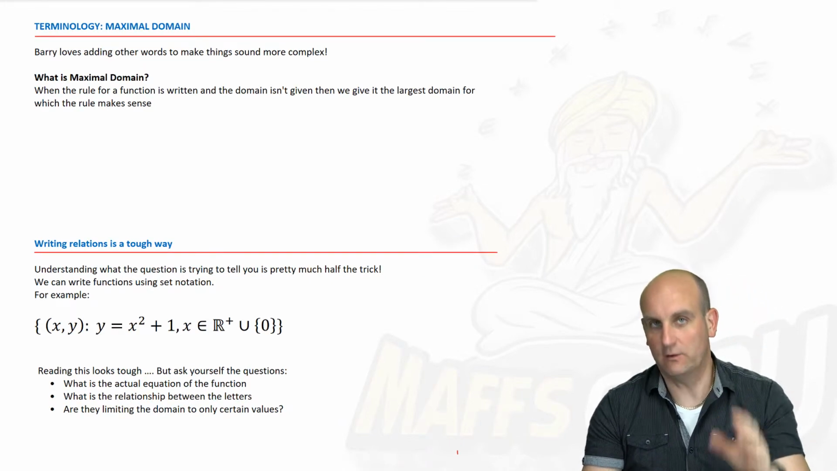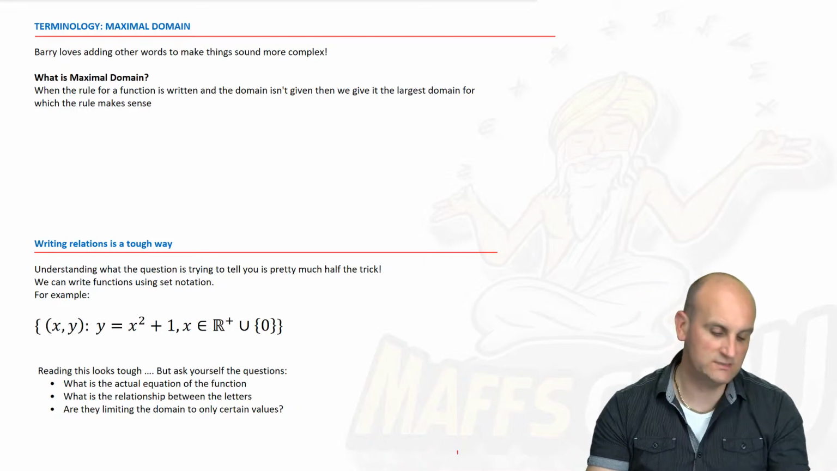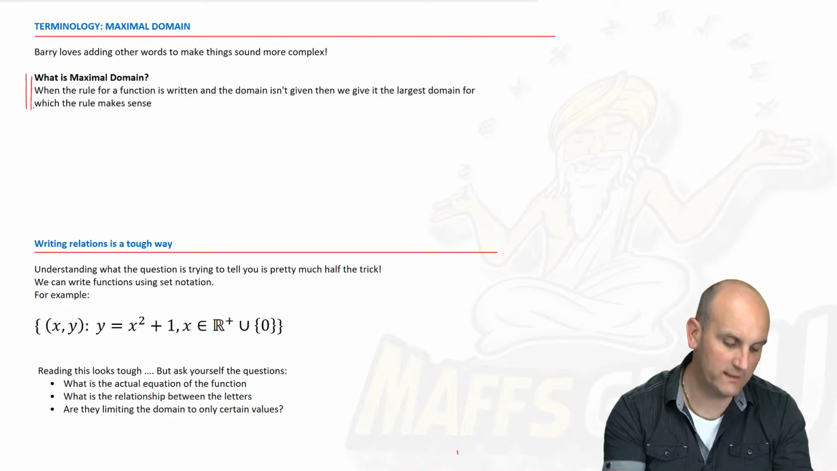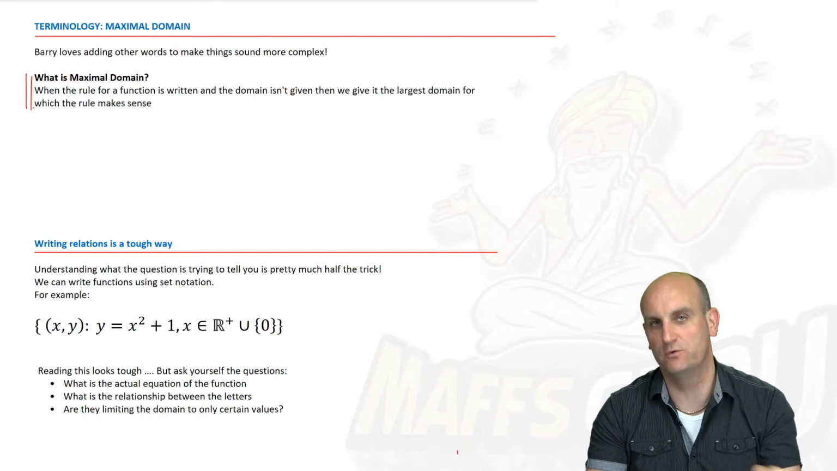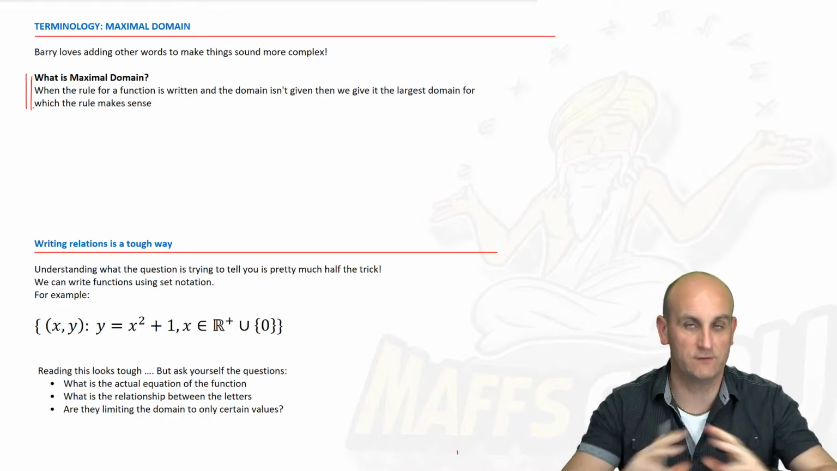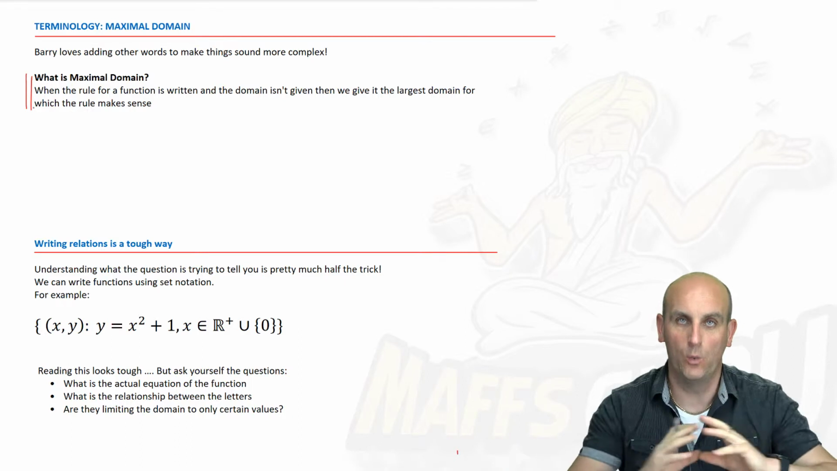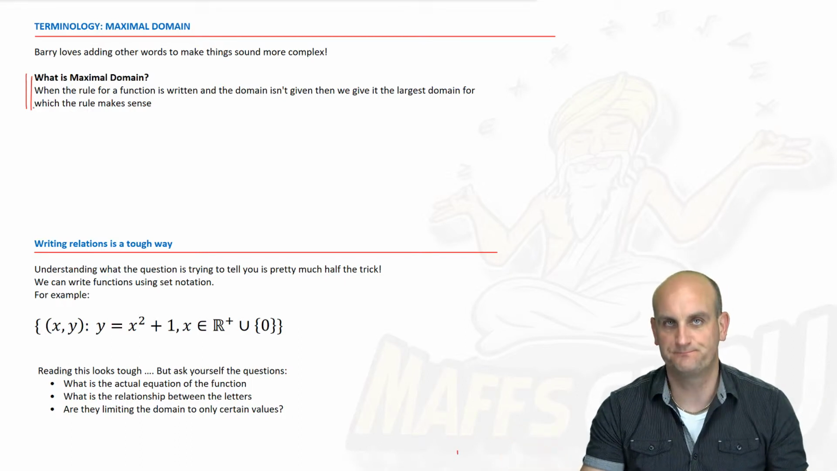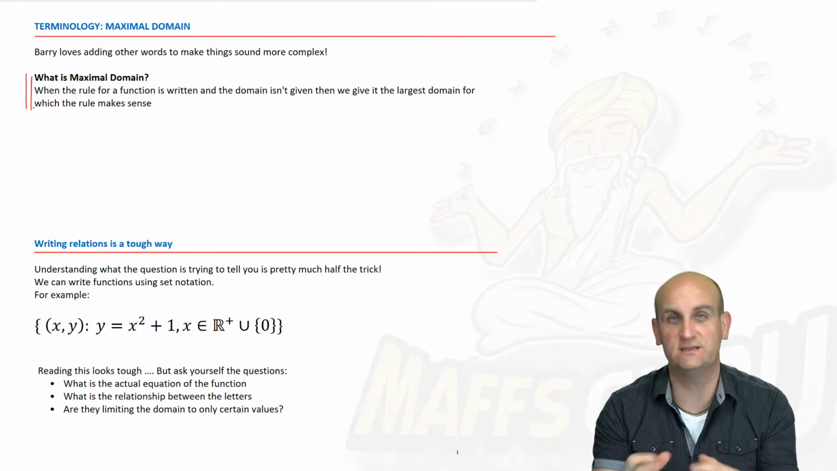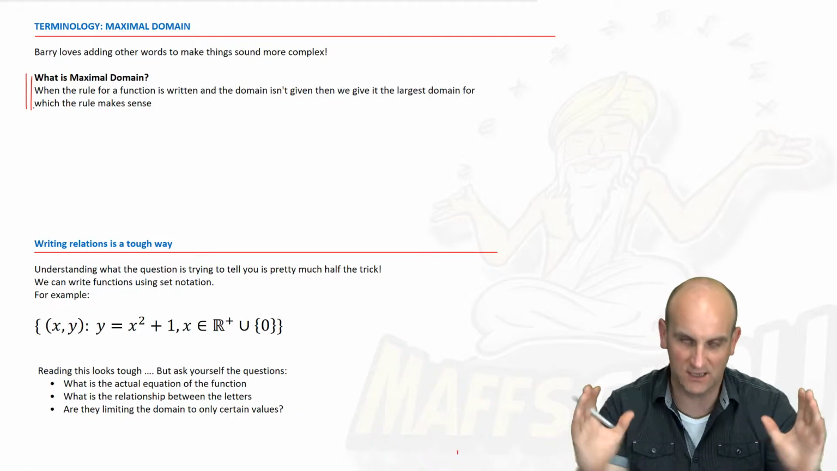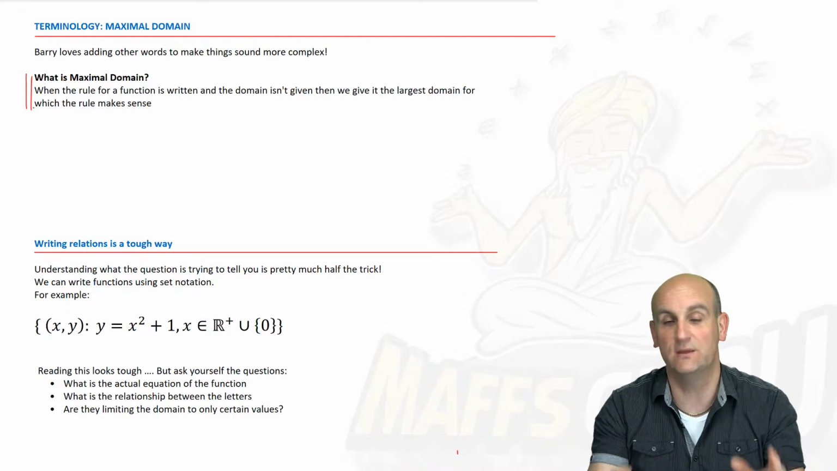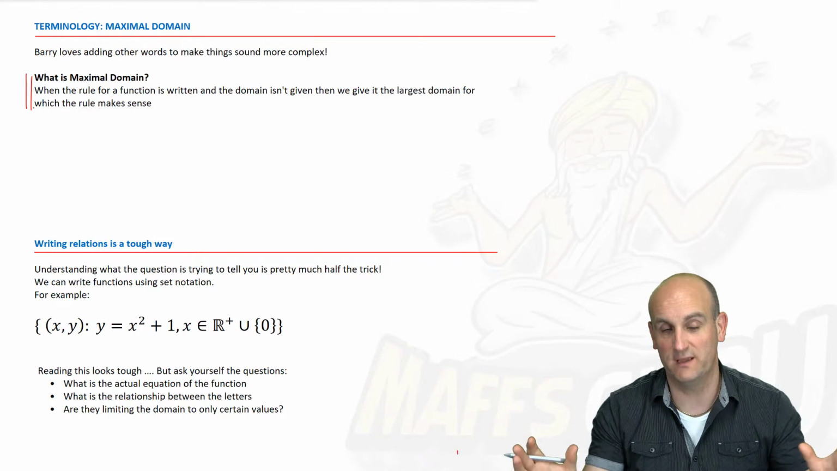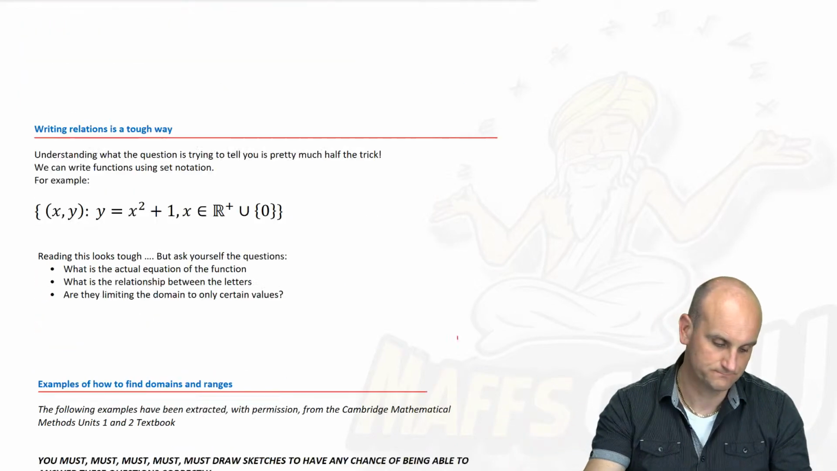Barry loves adding completely pointless words, and one of those is the word maximal. So you may see in an exam, what is the maximal domain of a function? Or what is the maximal domain for this equation? It just means domain. It just means if you were to draw that graph going on to infinity and beyond, what would its domain be? Later on in videos, we actually start limiting our domain. We actually start cutting down our domain. And so we say we've got a limited domain. A maximal domain just means the whole thing.